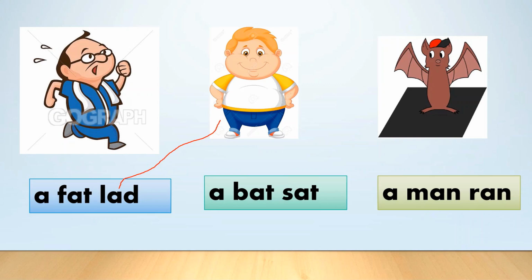Wonderful. Now let's read the second phrase. A bad sat. Let's read it again. A bad sat. Now look at the remaining two pictures and guess which picture is a correct match to this phrase. Think. Well done. The third picture matches with the second phrase. Let's match it. That's awesome. Now, let's read the last phrase. A man ran. Read again with me. A man ran. Yes, we found a match for this phrase too. Great job!